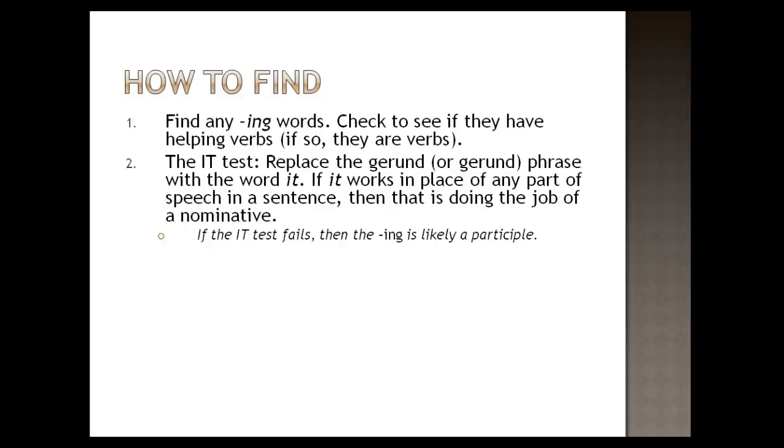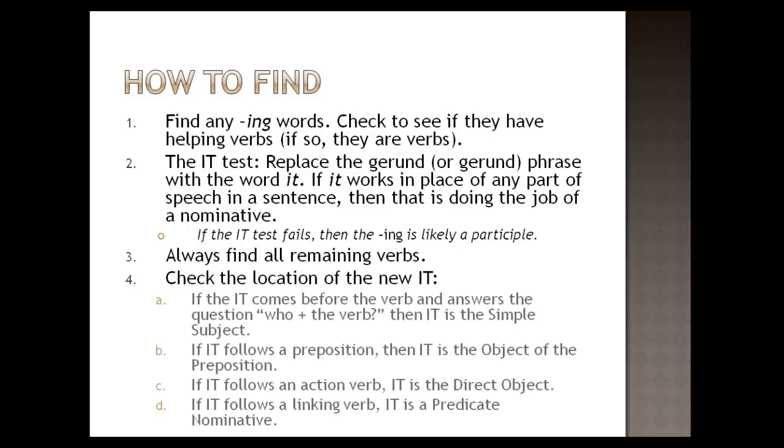If the it test fails, if it doesn't work, and you've already ruled out the fact that it's a verb, then we're likely looking at a participle, and we should go back to the previous lesson's content about it being an adjective. But if it passes the it test, we don't actually make the replacement. There still has to be other verbs, otherwise we have a fragment. So once we've found the other verbs, we check the location of the it to determine what kind of gerund phrase we might have. If the it comes before the verb and answers the question who plus the verb, such as who walked, then it is a simple subject for that sentence, even if it's an entire phrase.